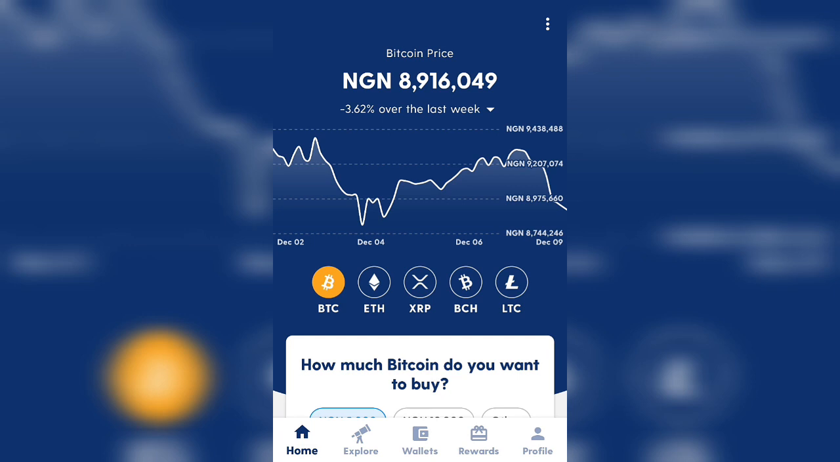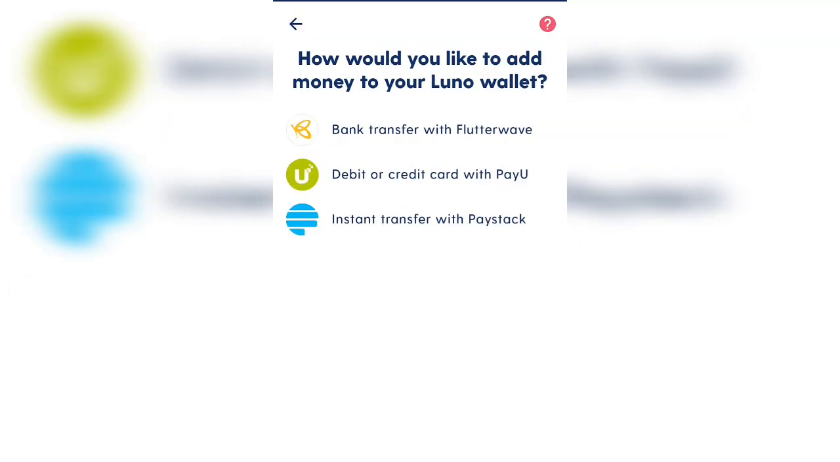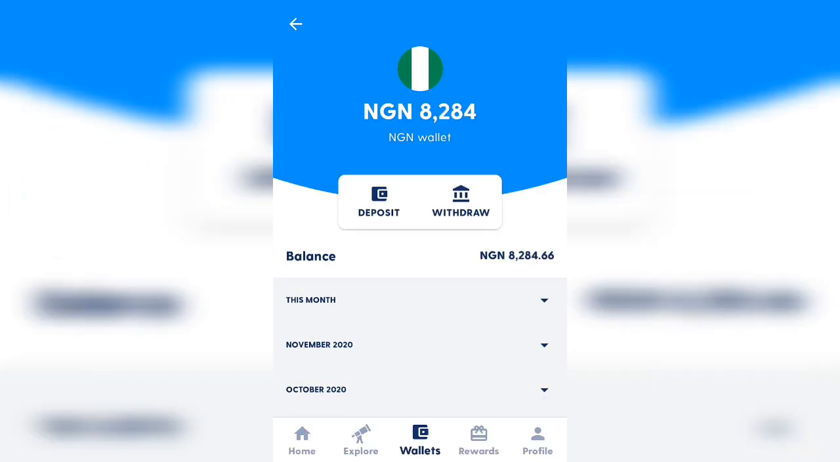Now let's go to the Naira wallet. For the purpose of this video, this is my Naira wallet. Now if you haven't deposited already, you can click on deposit right here. For me, I use Flutterwave when depositing to my account because you would be charged a constant fee of 300 Naira no matter the amount. But if you use your credit card, you would be charged based on the size you are willing to deposit. Now once you've deposited, I am going to show you how you can buy Bitcoin with no fees at all.